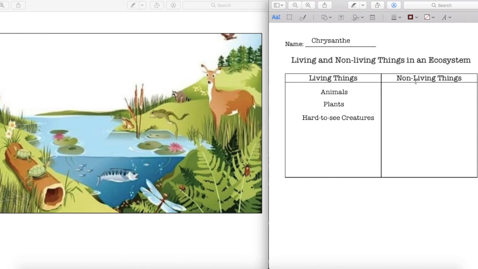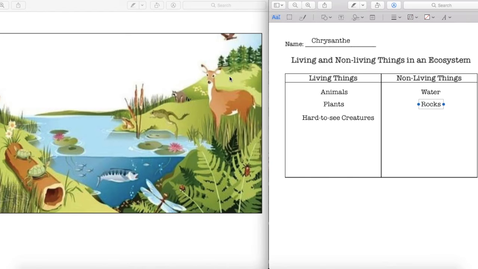But now, let's think of some of the non-living things that we might see in an ecosystem. So in this picture, I see some water down here. And because water is not living, I'm going to add it to our non-living things category. What other non-living things are in this picture? It might be hard to notice, but down here we see some rocks. So there's some rocks down here. I'm going to add rocks in my non-living things category.